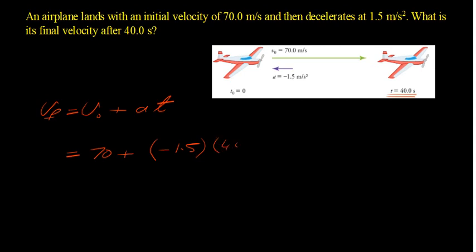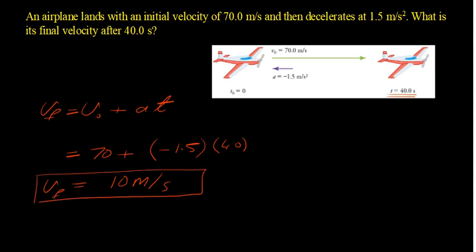Within 40 seconds. So let's do some math here. And this will give me 10 meters per second, the final velocity of this airplane, or the velocity after 40 seconds from touching the ground, or when it starts landing. For 40 seconds, at the end it's 10 meters per second.